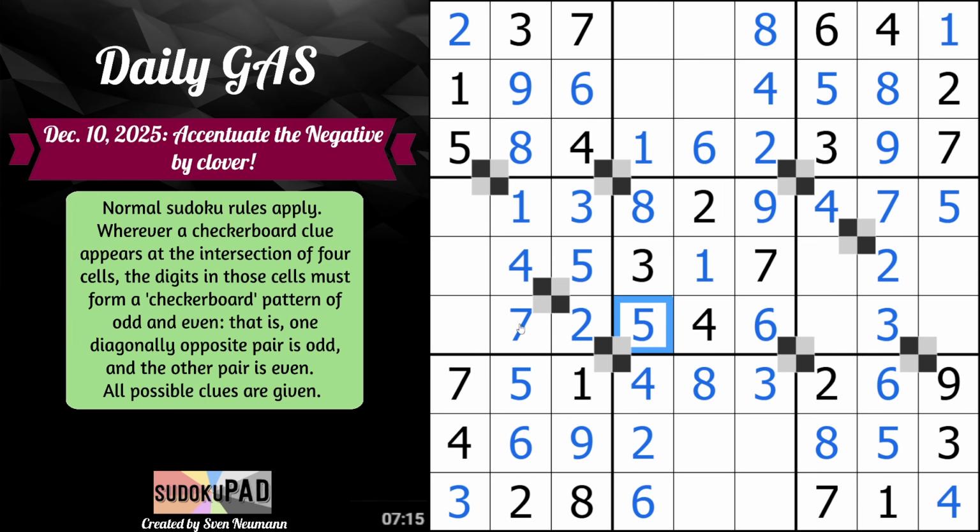And then the 6 goes here. 8, 9. 1, 9. 9, 8. 8, 6. So resolve there. Cross 1 and 7.